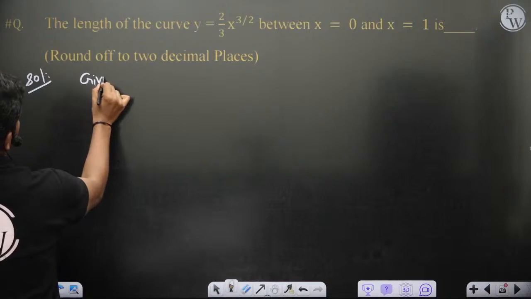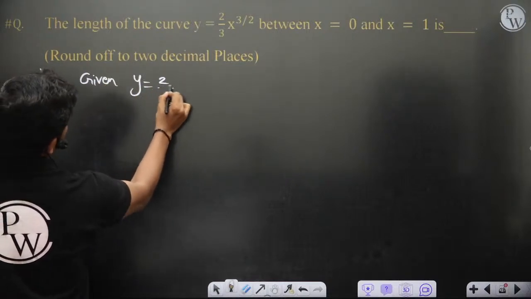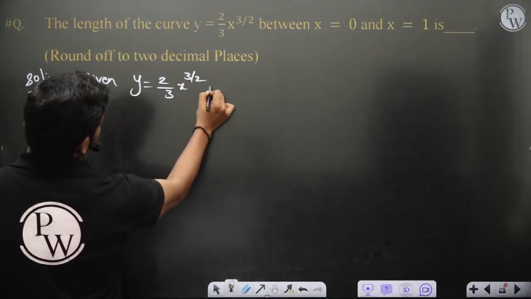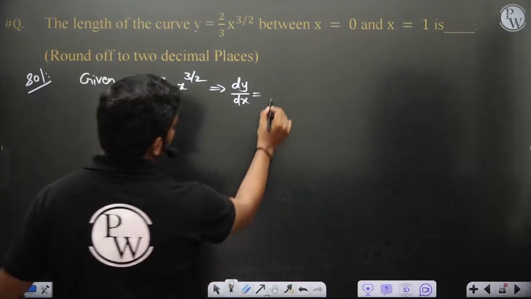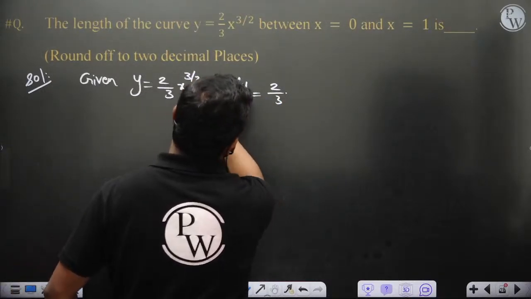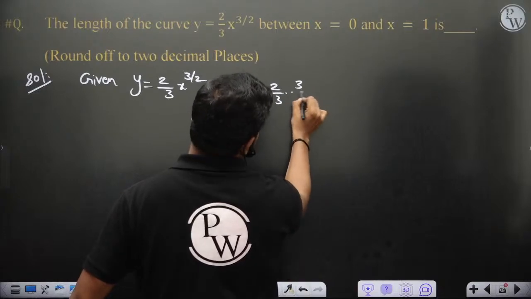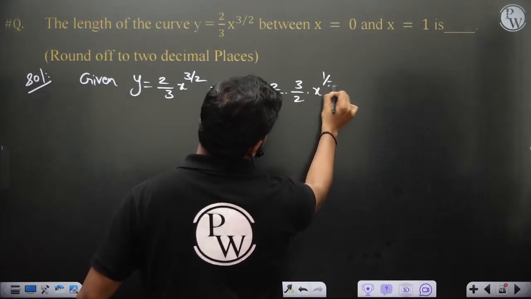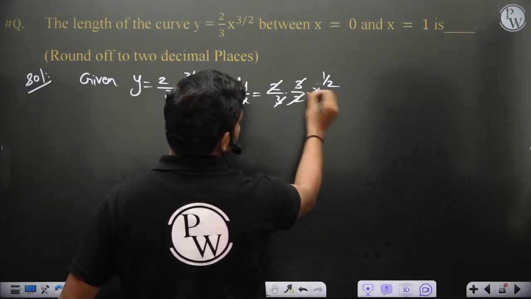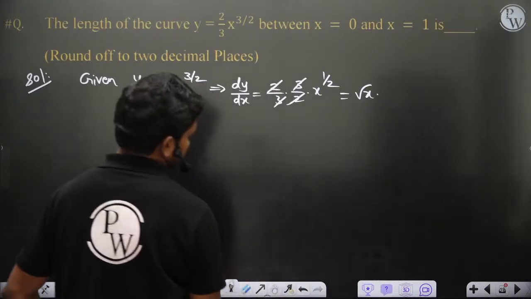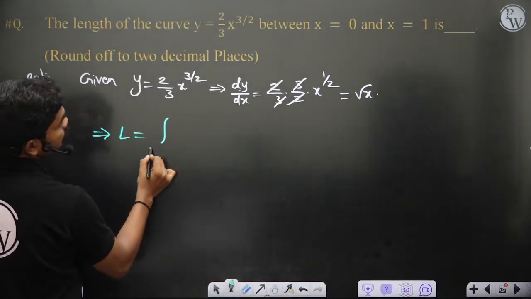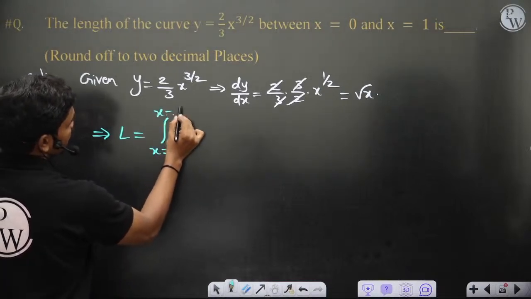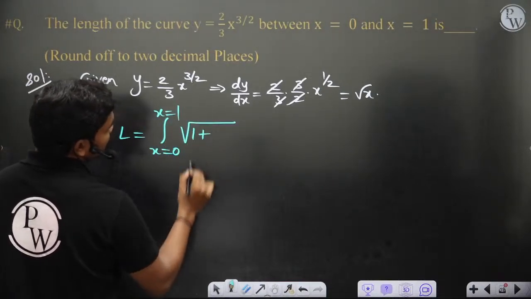Given y is equal to 2/3 x power 3 by 2. So what is dy by dx? Root x, correct? Yeah, of course. 2/3 into derivative of x power n, which is n into x power n minus 1, which is this. Okay, so 2 and 3 get cancelled. So this is square root of x. So this implies L is equal to integral from x equal to 0 to x equal to 1 of root of 1 plus dy by dx whole square.